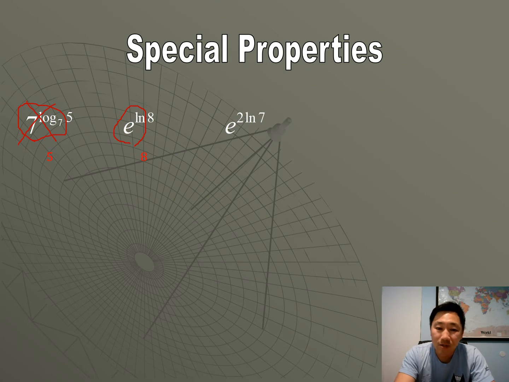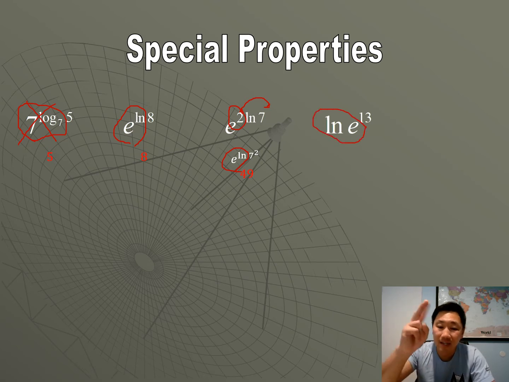This one is just a little bit tricky because there's a 2 right here. Remember, you bring the 2 to the exponent, so it looks like that. And then you have, again, e raised to the ln power. They cancel each other out, and you have 7 squared, which is just 49. Here we have ln e. There it is again, inverses of each other. They cancel out, and you have 13.